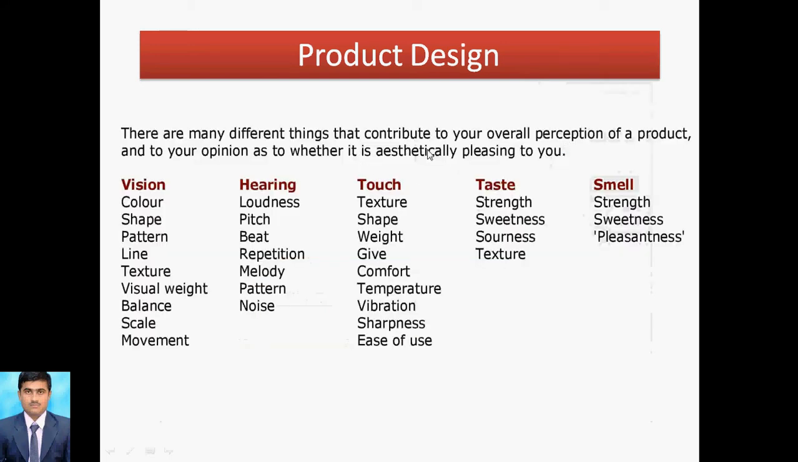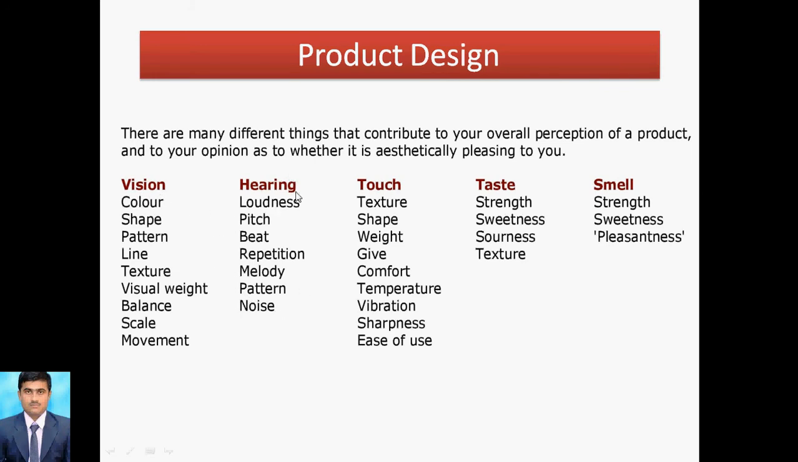The next point is how aesthetics contributes to the product. First is vision, then hearing, touch, taste and smell. On a vision basis, there is color. A number of colors are available, and according to that you can give color to the products. Then shape: different shapes are available, which we can give to the customer-based product. Then pattern, texture, visual weight and balance. These are regarding the visionary basis, and a customer can check on the visionary basis alone.